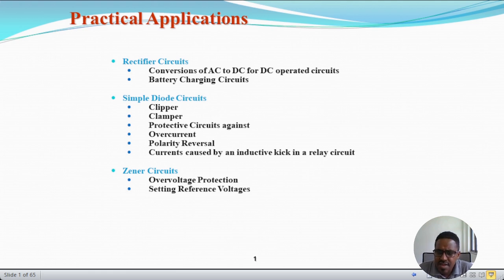Diodes also protect circuits against overcurrent, polarity reversal, and current caused by an inductive kick in relay circuits. We can apply that in simple diode circuits. There is also a special type of diode, the Zener diode, mostly used for regulation, overvoltage protection, and as a reference voltage.